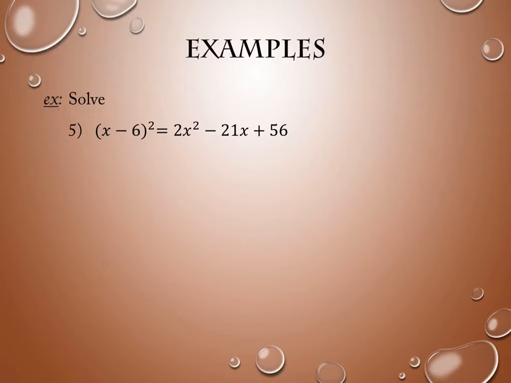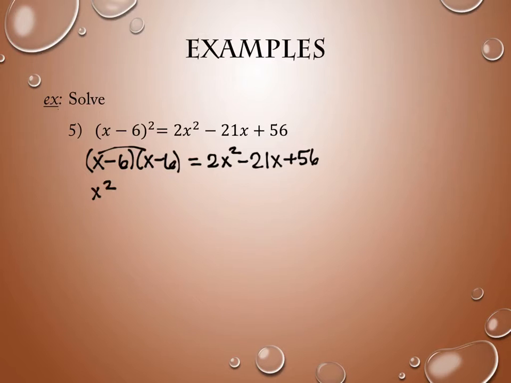So on the left-hand side to begin with, I actually need to write out what I've got. So I've got x minus 6 times x minus 6. Please remember that is not x squared minus 6 squared. You have to actually distribute out. So x times x is x squared. x times negative 6 would be negative 6x. And then negative 6 times x would be negative 6x. And negative 6 times negative 6 would be 36.